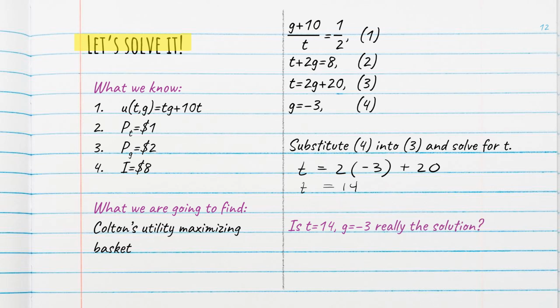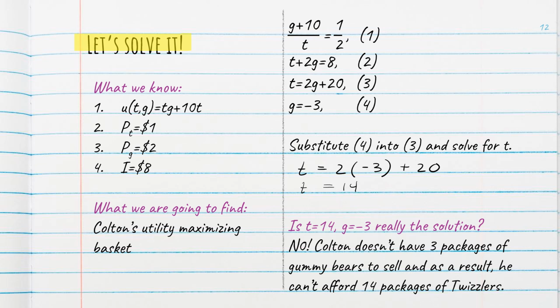Well, a negative value has an implication here that Colton is actually selling gummy bears. And Colton doesn't have 3 packages of gummy bears to sell. And because he doesn't have 3 packages of gummy bears to sell, he actually can't afford 14 packages of Twizzlers. And we can see that really clearly. A Twizzler costs $1. He has $8. The most Twizzlers he can buy is 8.